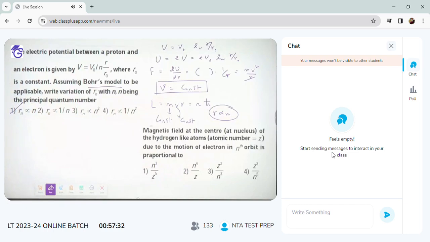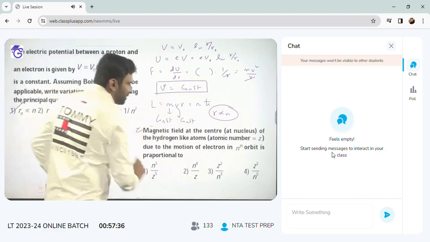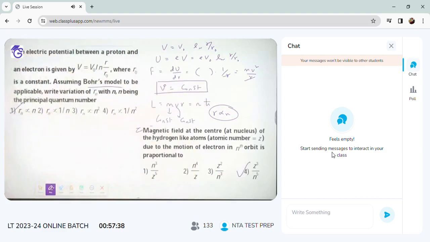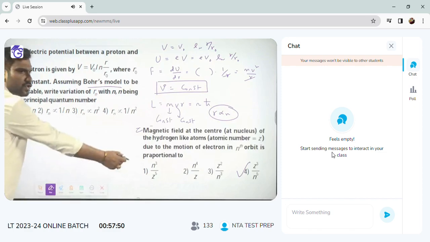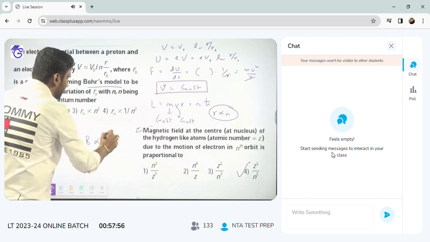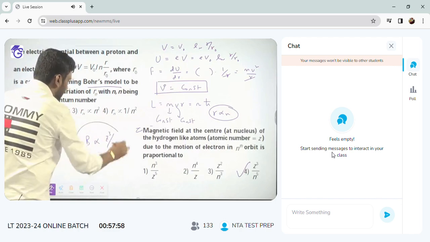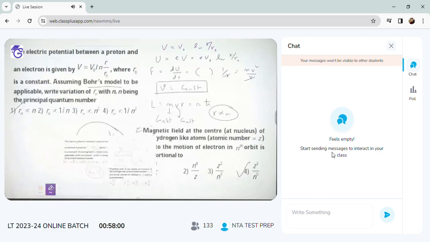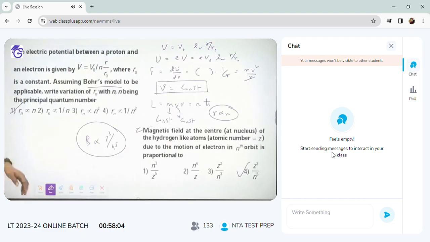It is a good question. And for this question we have solved already. Fourth one is the answer, Z cube by n to the power 5. This one we have solved earlier already. Magnetic field at the center, we have solved it. It came Z cube by n to the power 5. We have solved already. Right? Clear, everyone?